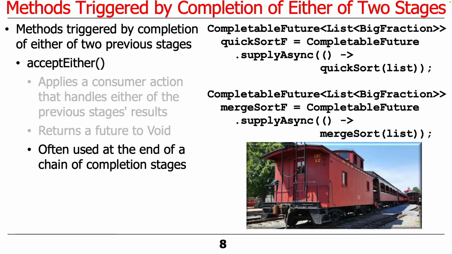We often use acceptEither at the end of a chain of completion stages, very much like we use thenAccept at the end of a chain of completion stages, because they're sort of parallel methods in some ways, but one is triggered when a single stage completes, whereas acceptEither is triggered when 2 previous stages complete. So I was searching for a metaphor that would show the end of something, so I came up with a caboose, which is at the end of something. So let's take a look at a really fun example that illustrates the use of this particular mechanism.